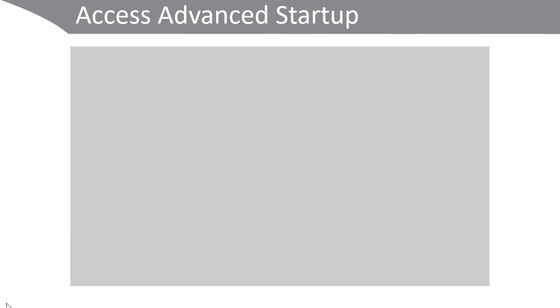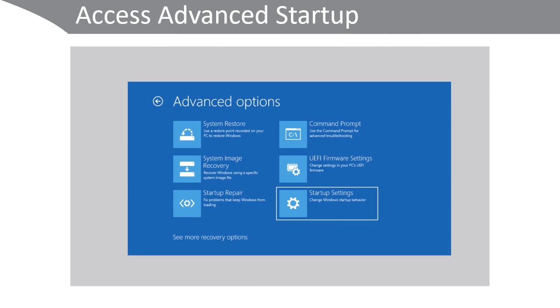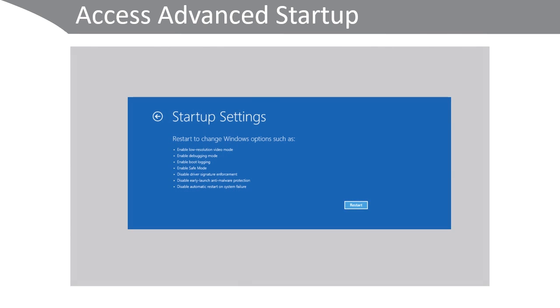To access Advanced Startup, from the Advanced Options menu in Windows RE, choose Startup Settings and then click Restart.